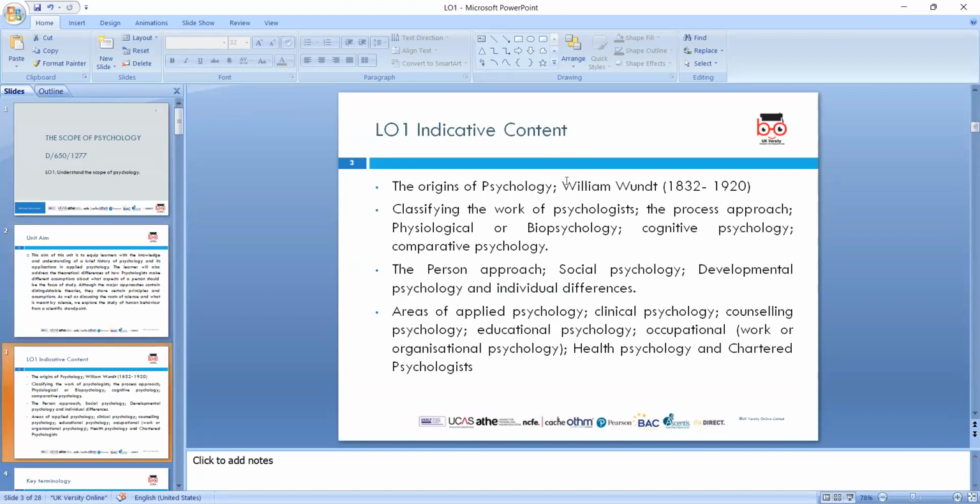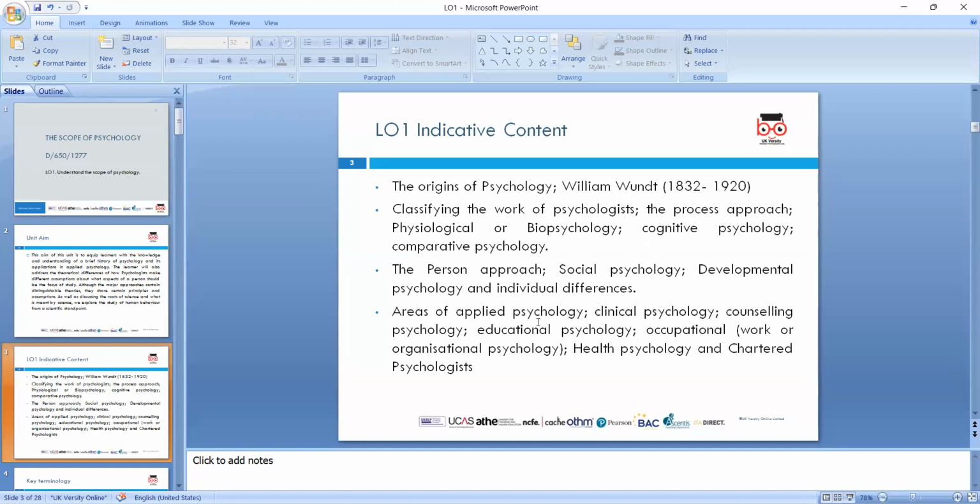The origin of psychology. This is the indicative content. William Wundt, classifying the work of psychologists, the process approach, physiological or biopsychology, cognitive psychology, comparative psychology, person and process approach.